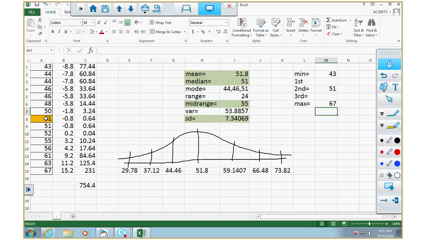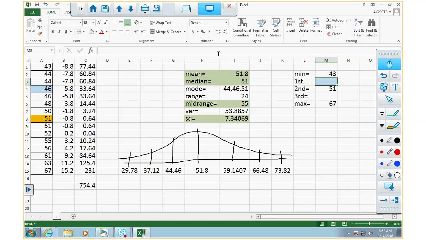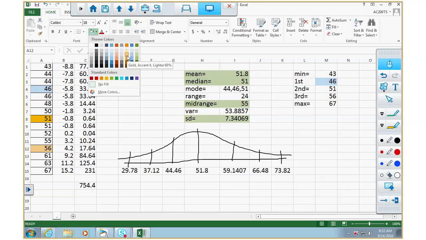So how many numbers are above the median? 7. So do we have to calculate anything or just pick it? Just pick it. 1, 2, 3. Boom. And I'll color that blue. And that blue. And that's equal to... same thing here. 1, 2, 3. And that's 56. We got to color that a number. Let's color that. I don't really call that orange. Let's go to this orange.